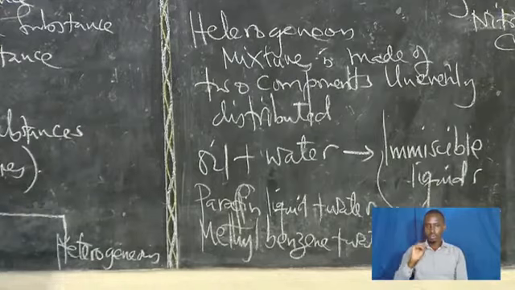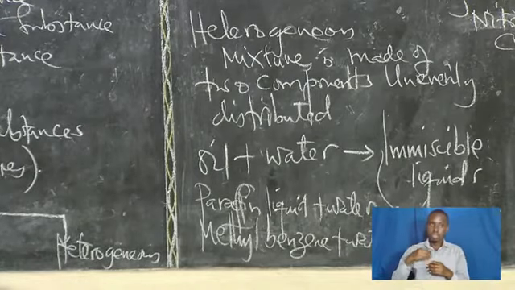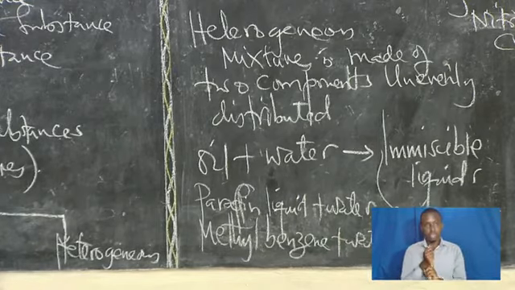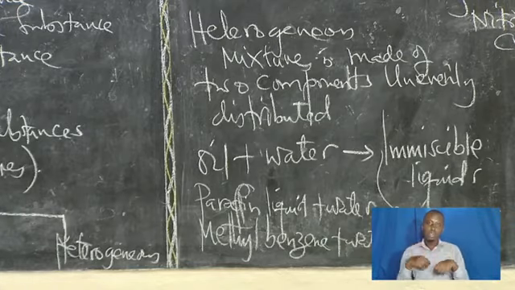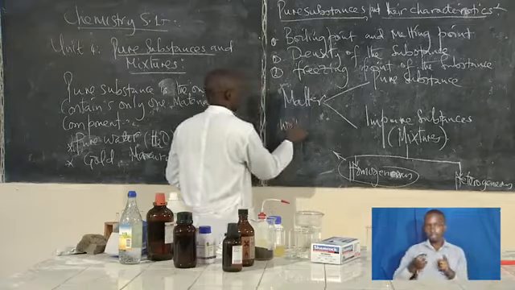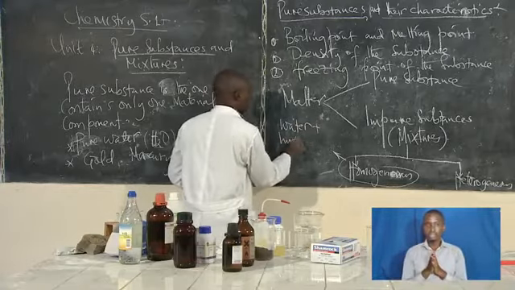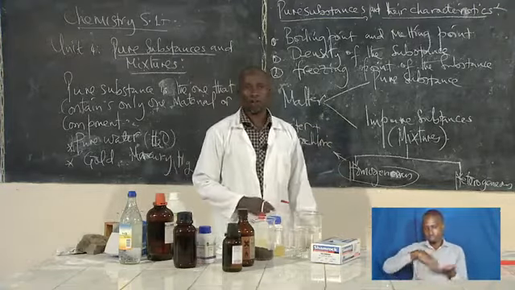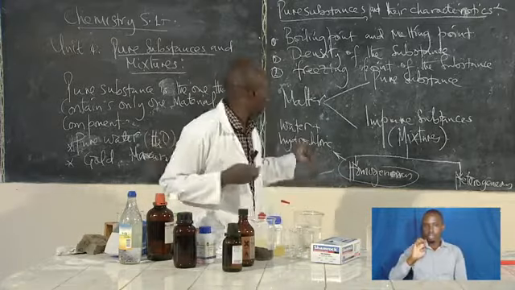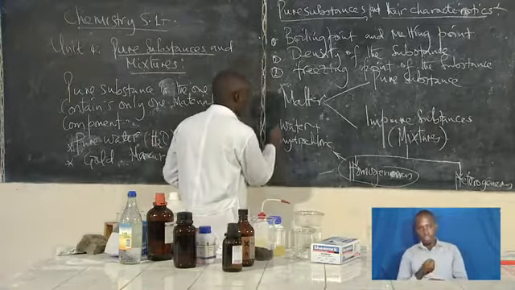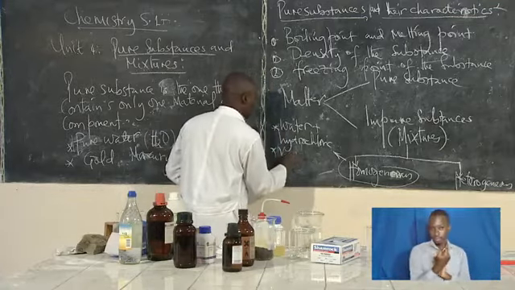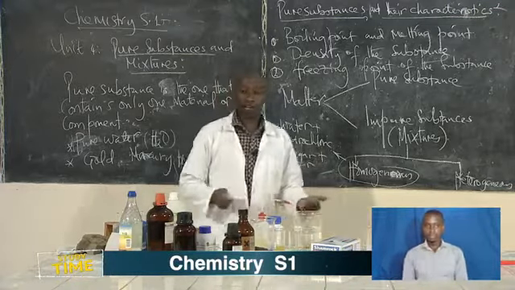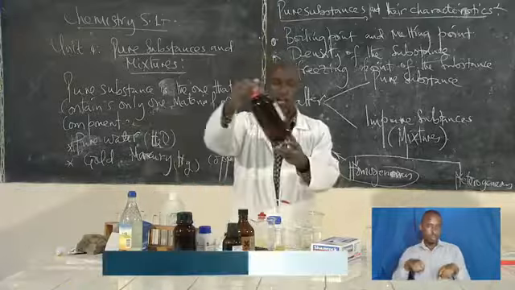So in the homogeneous mixtures that we have seen, do you remember the examples that we gave under homogeneous mixtures? We gave water and hydrochloric acid. This formed a homogeneous mixture. But I can even give another example. We had vinegar and water. That was one example. But we can have another example where we have an alcohol.